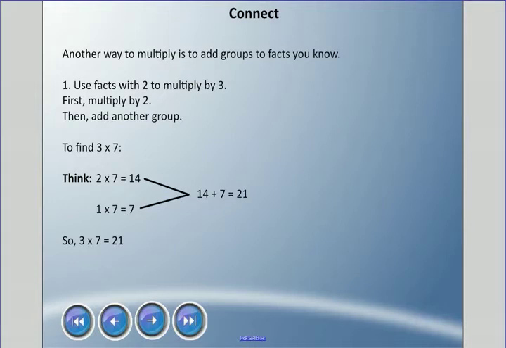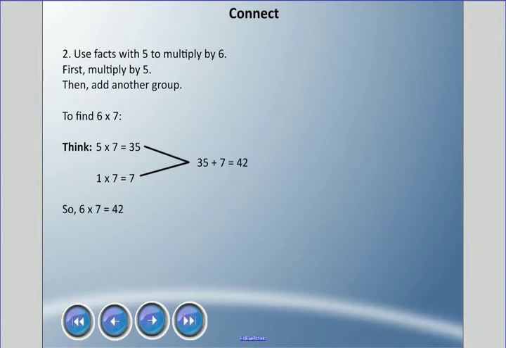So we can use facts with 2 to multiply by 3. First we multiply by 2 because we know the 2's, but we maybe don't know the 3's as well, so we add another group. For example, we're trying to find 3 times 7. Most people seem to know their 2 times tables, so 2 times 7 is 14. If we do another group, 1 times 7, we get 7. These two together make the 3. We're splitting it up into facts that we do know, and we get 14 and 7. If we add the 14 and the 7, we get 21. So therefore, 3 times 7 is 21.